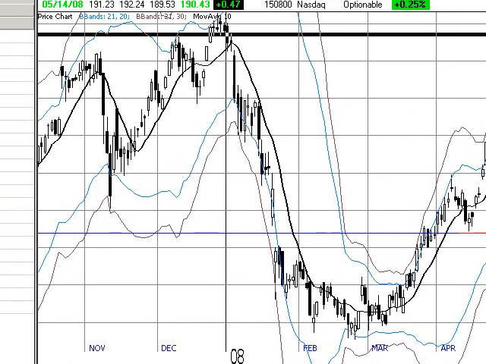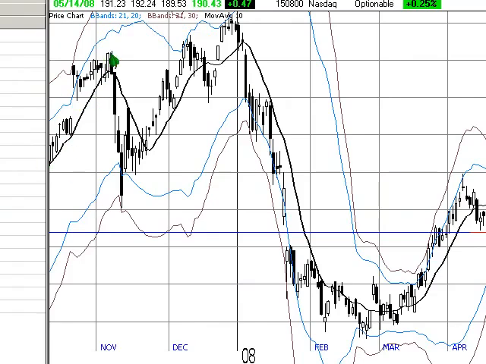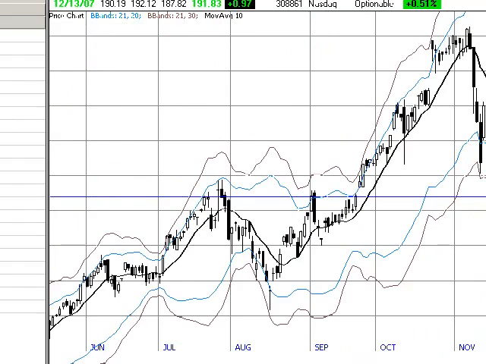Here's another one with trend direction up. I don't know how long it was up. There's a few things I look for as far as trend direction. One of them is, are we closing above or below the 21-day moving average? In this case, we're closing above it. Okay, here we're closing below it.